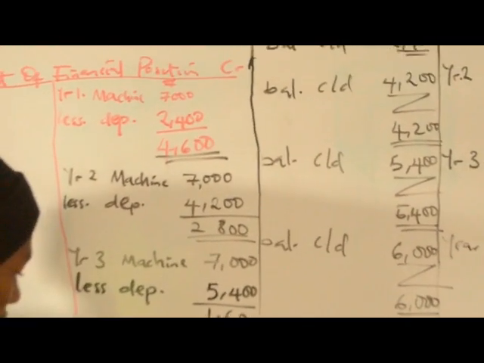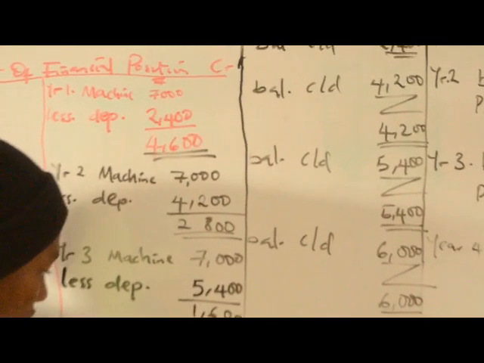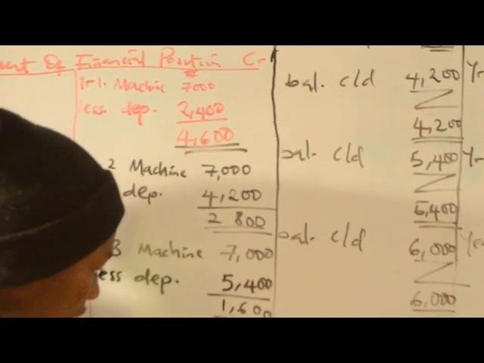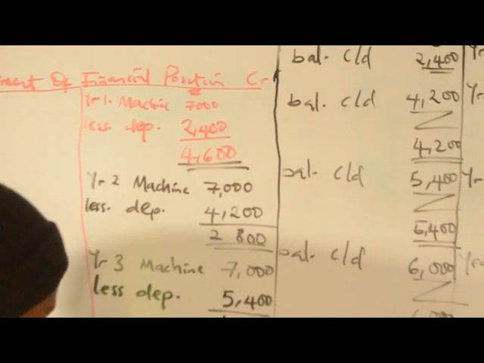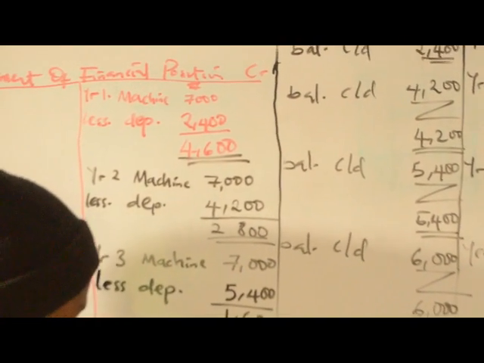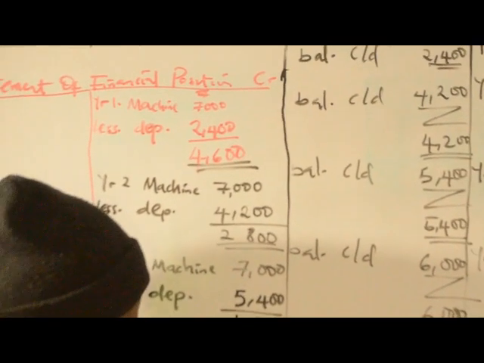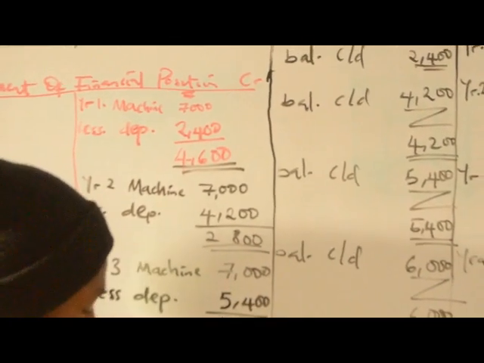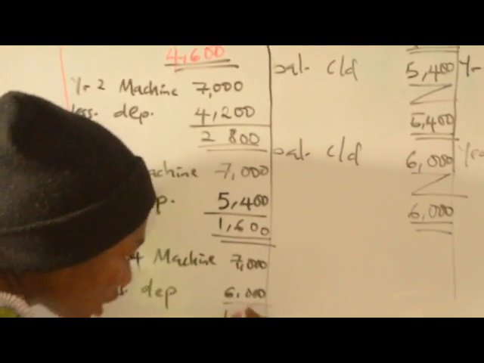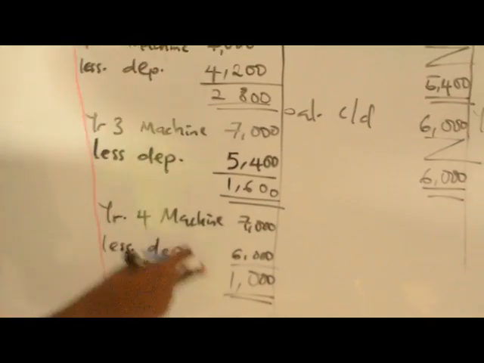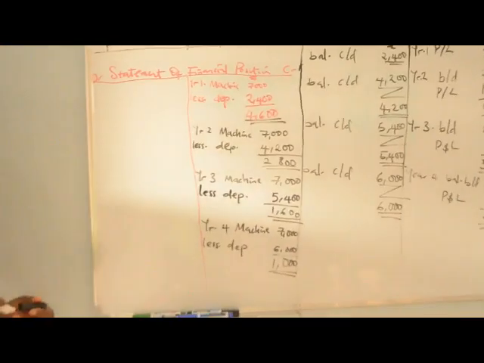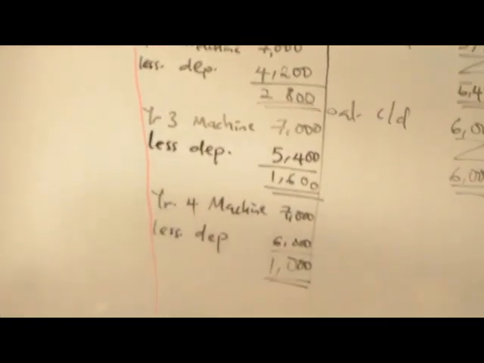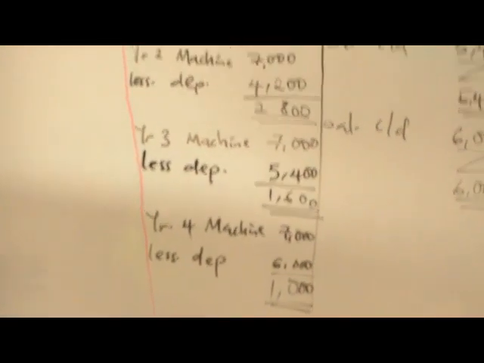Now for our last year, which is our final year, our machine account still remains constant, 7,000 naira. And we are reducing our accumulated depreciation for the fourth year, which is 6,000 naira. When we less that out, we are left with 1,000 naira. This is our scrap value. That means this is the amount that the company ought to sell the asset at the end of the financial year. With this, we've come to the end of calculating depreciation using the straight-line method.